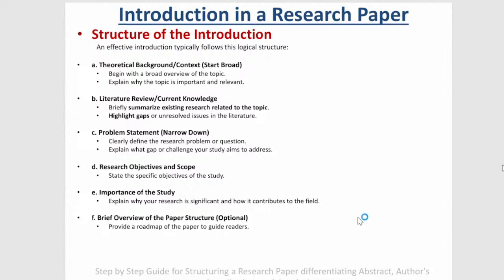It includes the literature review, that is current knowledge, which briefly summarizes existing research related to the topic. In the literature review part, we can highlight the gaps or unresolved issues in the literature. It provides the problem statement that clearly defines the research problem or question. That is, it explains what gap or challenge our study aims to address.